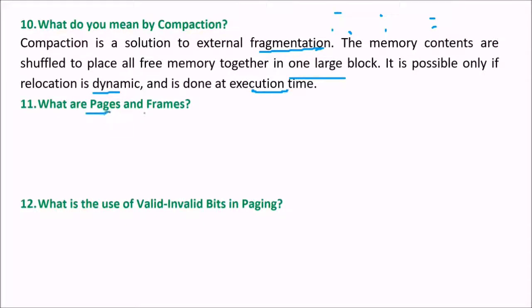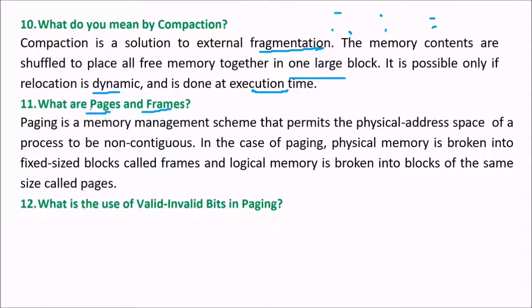What are pages and frames? Paging is a memory management scheme that permits the physical address space of a process to be non-contiguous. In paging, physical memory is divided into fixed-size blocks known as frames, and the logical memory is again decomposed into blocks of the same size called pages. So the logical memory is divided into pages, and the physical memory into frames.